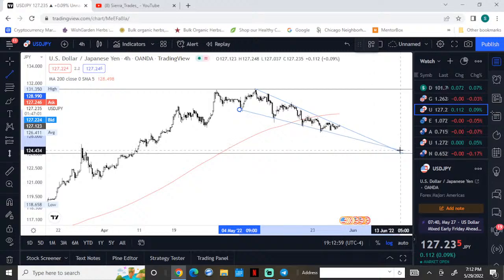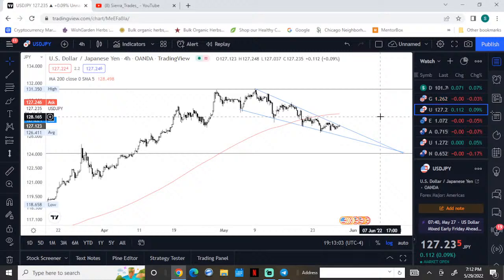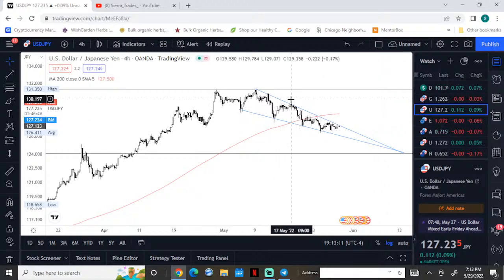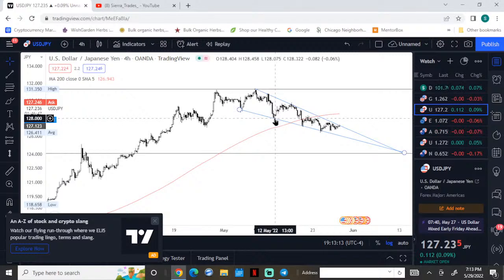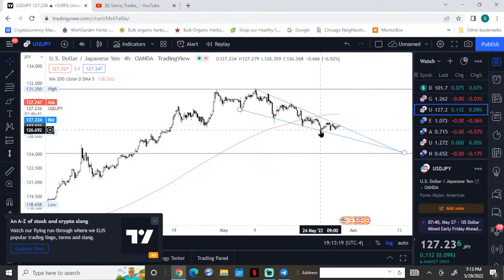Now see. We have a descending wedge. You got lower high, lower low, higher low, lower low, higher low, lower low. It's lower than that point. This point is lower than that point. Okay? All right.